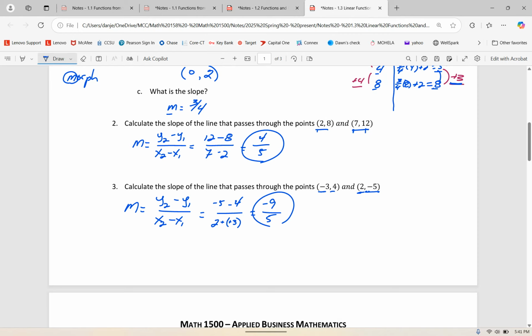So at number 2, the line would be increasing because the slope is positive, and in number 3 it would be decreasing because the slope is negative.